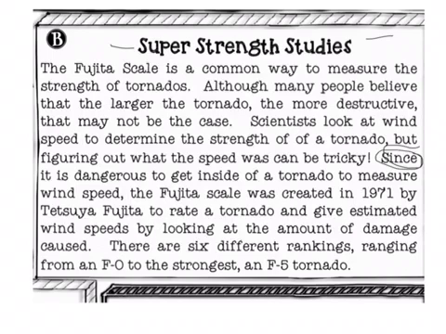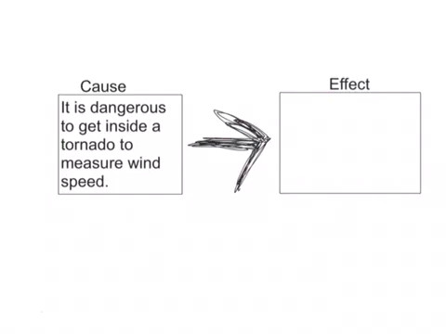So, since it is dangerous to get inside of a tornado to measure speed. So here it is. It is dangerous to get inside of a tornado to measure wind speed. Now I already filled that in the cause box for you. Okay? So let's take a look at that. Okay, so take a look at your recording sheet. I already gave you the cause.